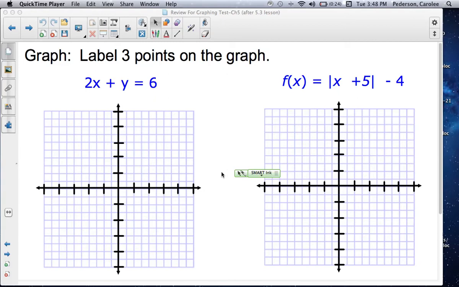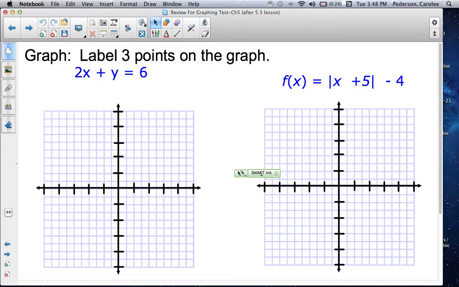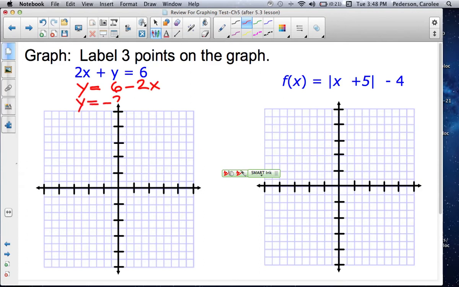So right now we have an equation that's in standard form, 2x plus y equals 6. So we want to first convert this to slope-intercept form. So we're going to subtract 2x from both sides. And then I'm going to put my slope first, then my y-intercept. And now we're set to graph it.